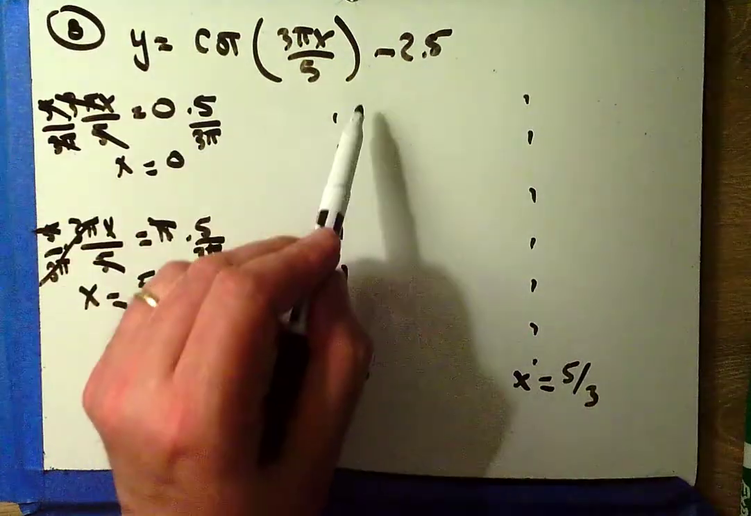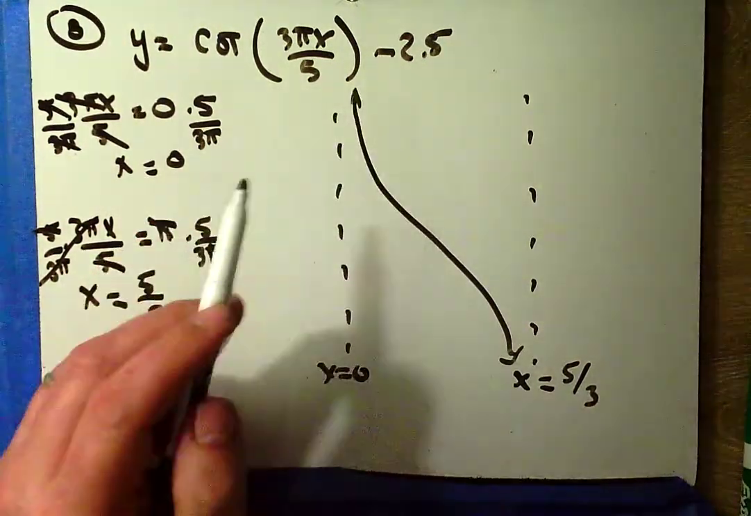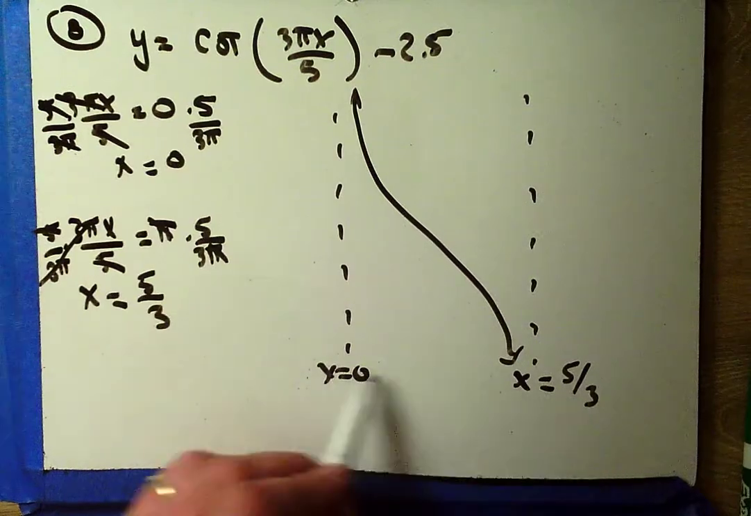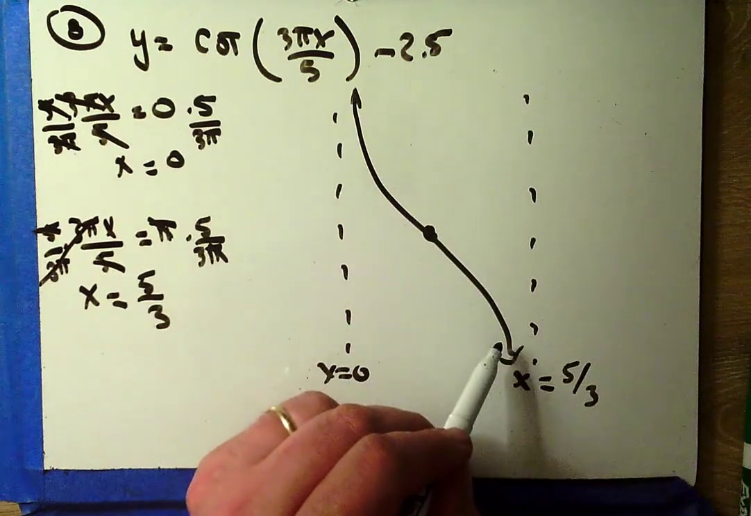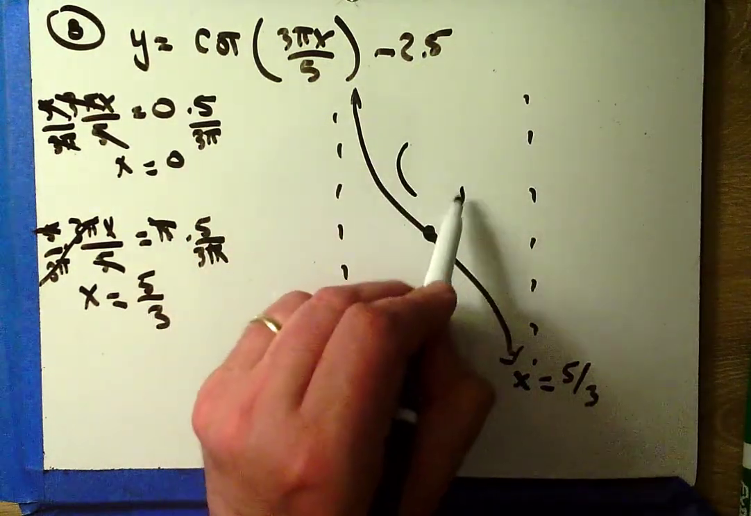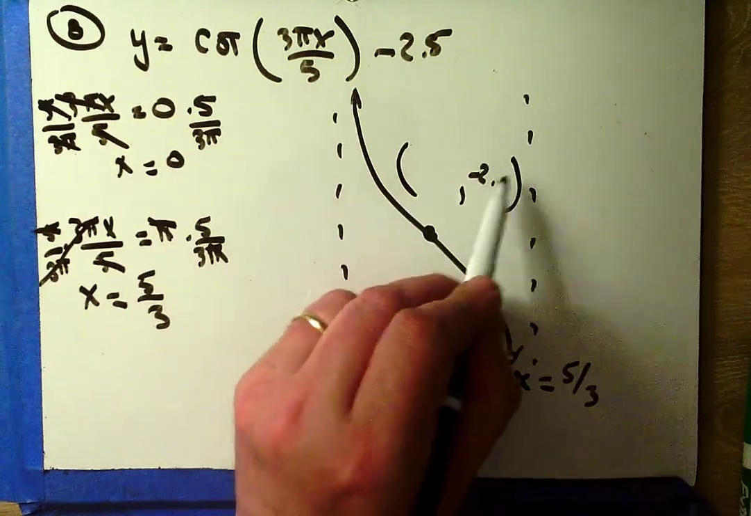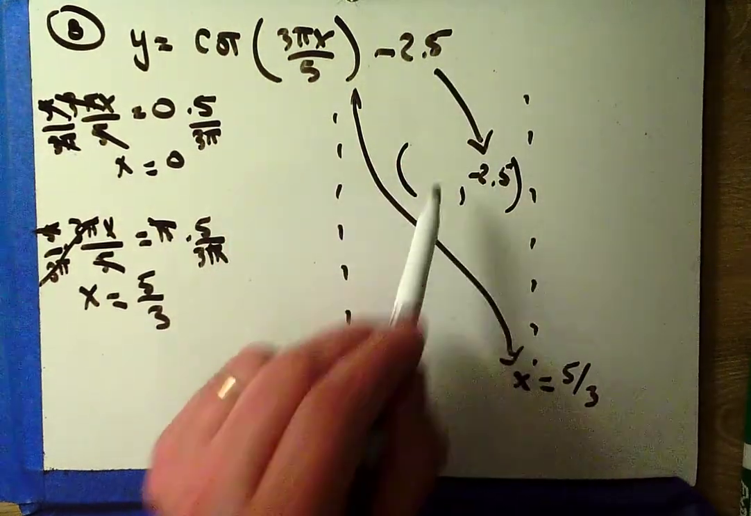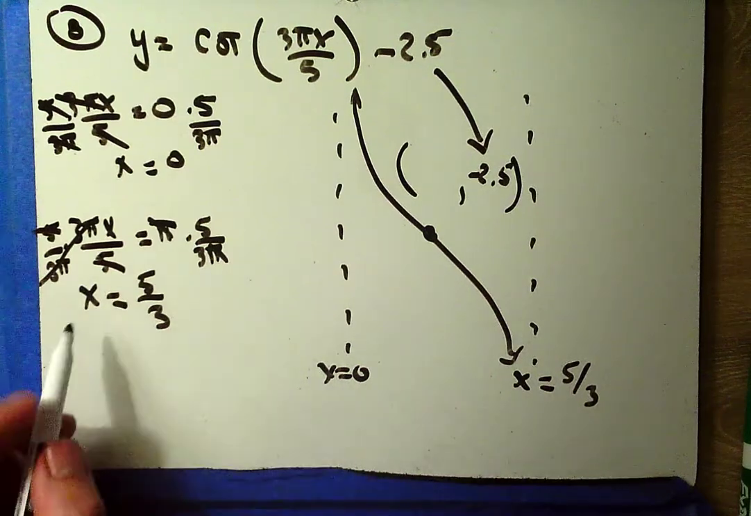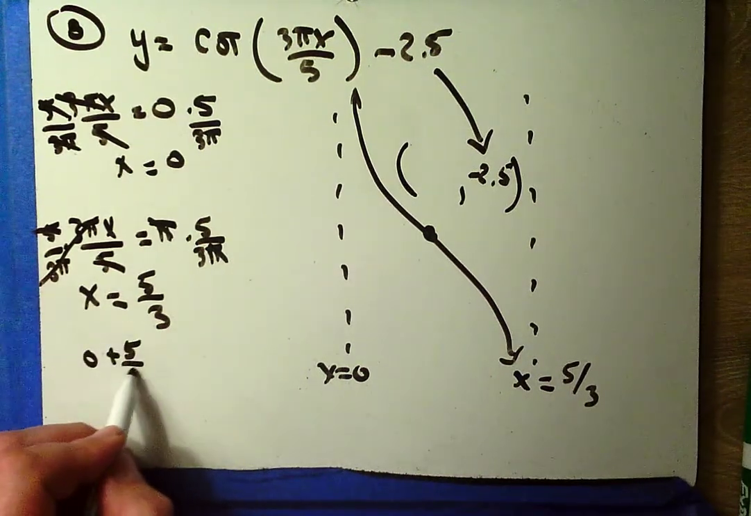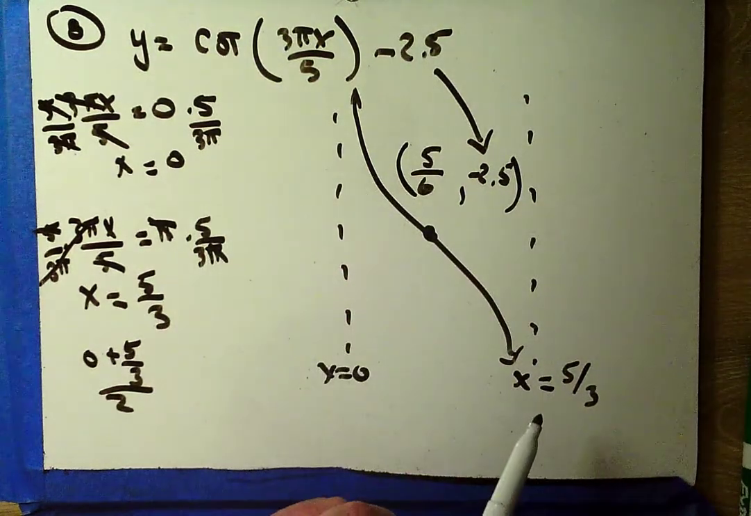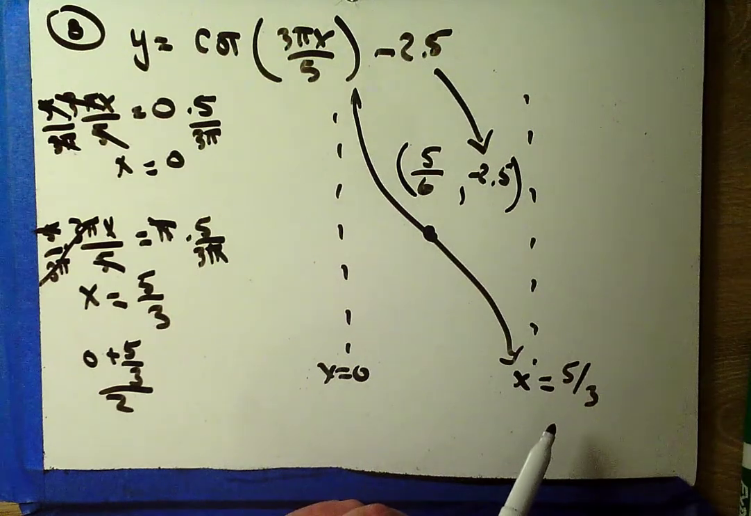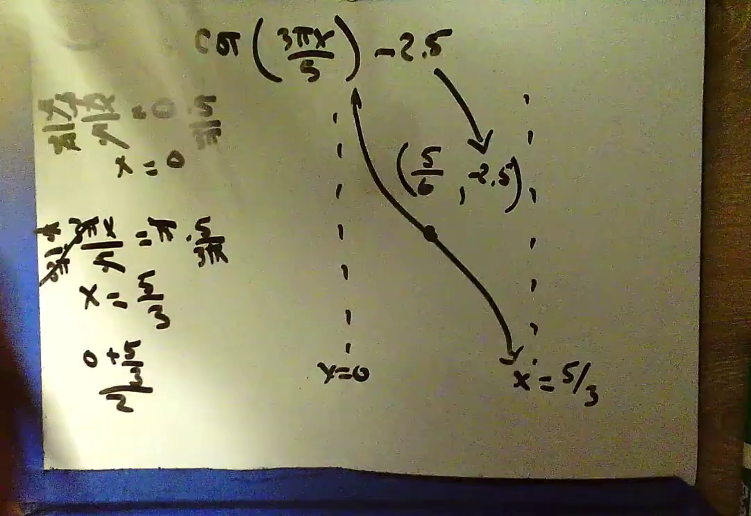This is a cotangent graph, so here's my characteristic shape. And halfway in between these 2 points, we'll have our inflection point where we go from concave up to concave down. We know the y value of that inflection point is our d, so that's negative 2.5. Now what about this x value? Well, x is halfway in between these two. So 0 plus 5/3 divided by 2 is going to be 5/6. Okay, so there's number 8, a cotangent graph that's been shifted down. 9 is a tangent graph.